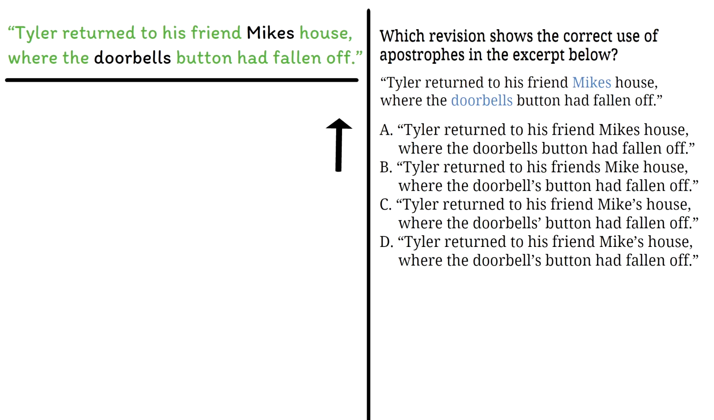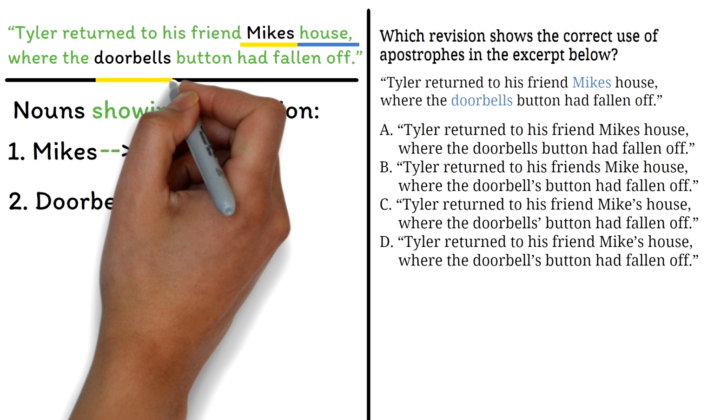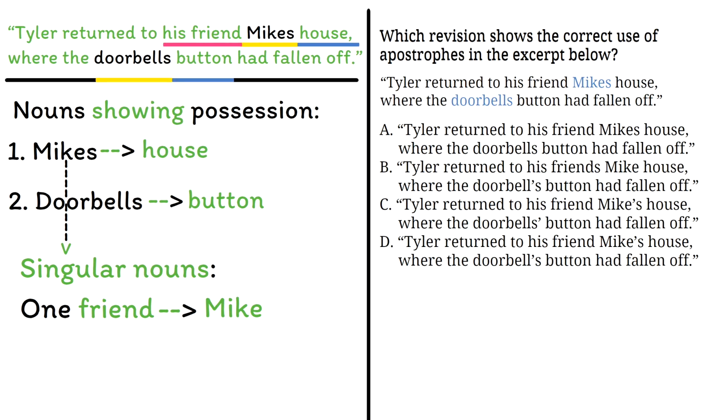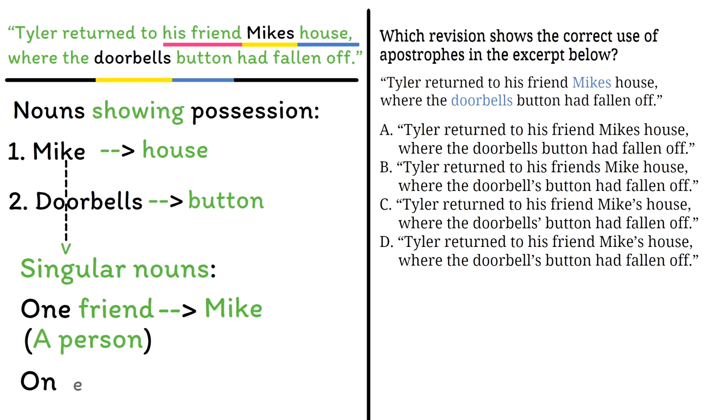Now let's take a look at the excerpt given and figure out why it doesn't apply the rules of apostrophes. So when we look at this dialogue, we see two nouns that show possession. They are Mike and doorbell. In this sentence, the noun Mike shows ownership of the noun house. Likewise, the noun doorbell shows possession of the noun button. Now, these nouns are both singular nouns in the sentence. This is because the sentence talks about one friend called Mike. So, it's a person. And also talks about one doorbell with a button at the house.